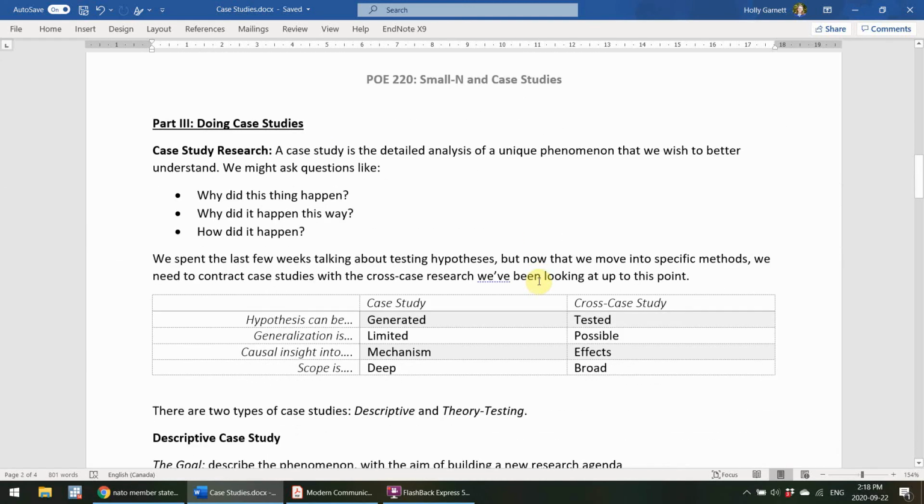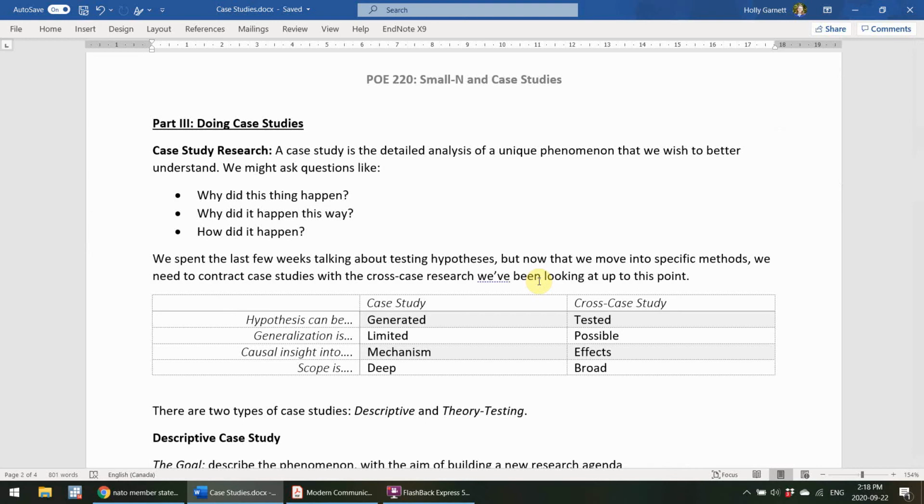So then, how exactly do we go about doing a case study? What's the methodology involved beyond just getting information about a case? Doing a case study is essentially doing a detailed analysis of this phenomenon that we want to understand. So the kinds of questions you're going to ask in a case study are different than in other types of research. So things like, why did this thing happen? Why did it happen this particular way? How did it happen?